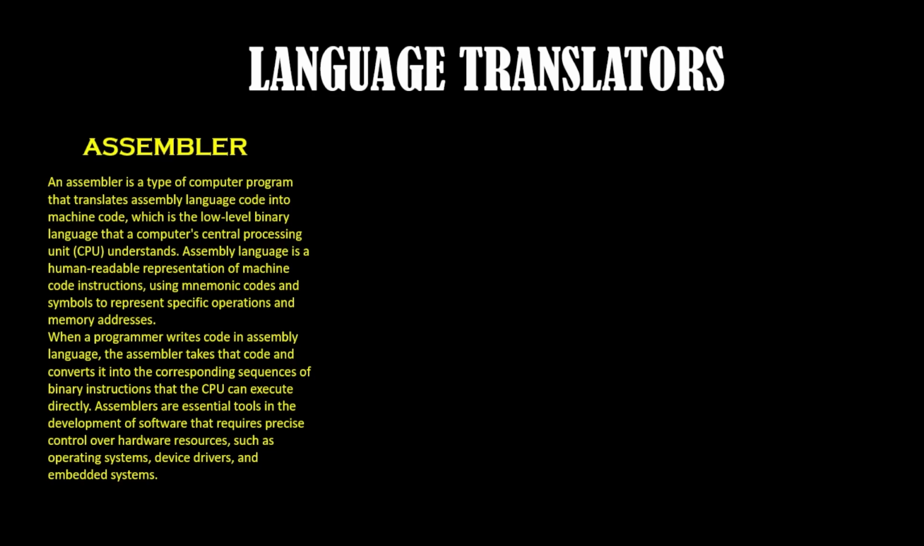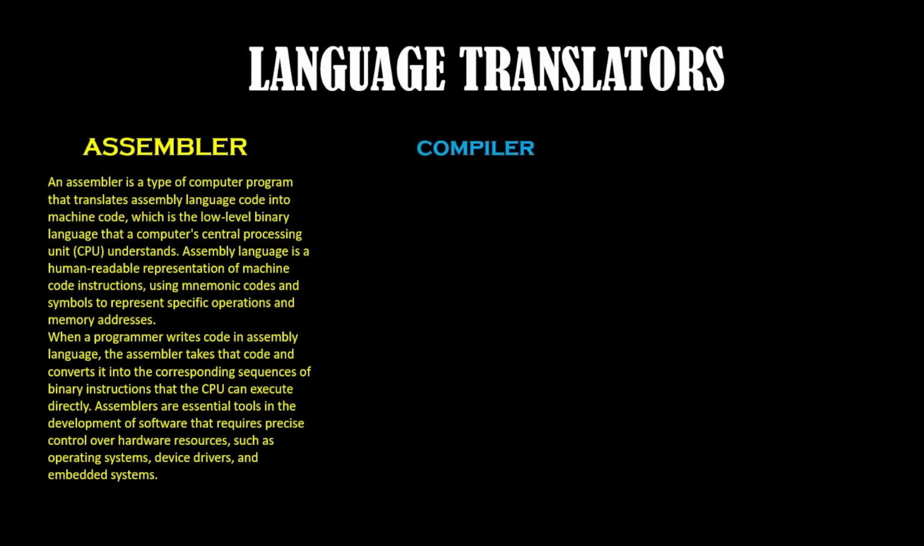Assembly language is a human-readable representation of machine code instructions, using mnemonic codes and symbols to represent specific operations and memory addresses. When a programmer writes code in assembly language, the assembler takes that code and converts it into the corresponding sequences of binary instructions that the CPU can execute directly. Assemblers are essential tools in the development of software that requires precise control over hardware resources, such as operating systems, device drivers, and embedded systems. Compiler.